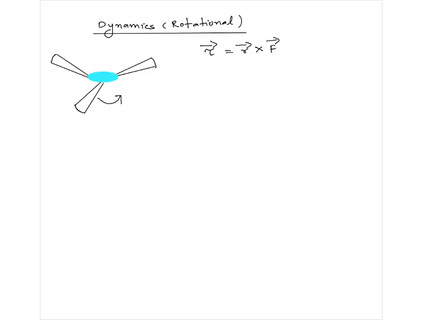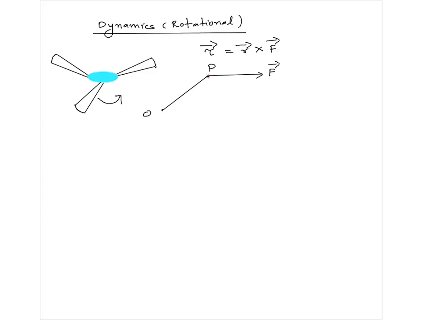Say for example, this is the point of application. In fact, let me say P is the point of application. Point of application of what? Force. Torque is about a point. Torque is about some point, not necessarily the point of application. Point of application is P, somewhere else. We are finding torque about point O.